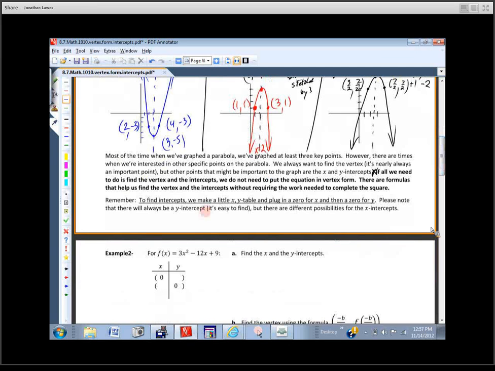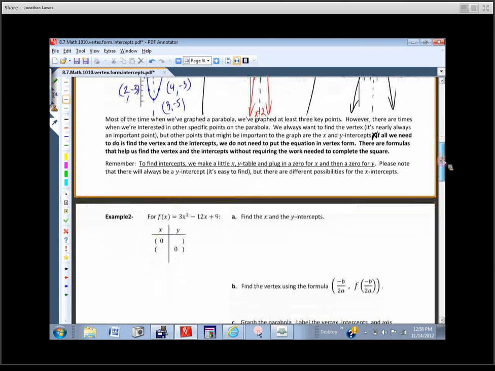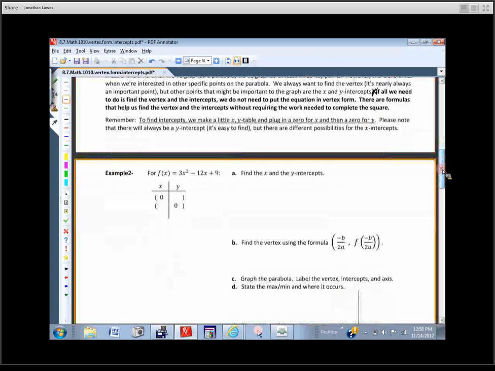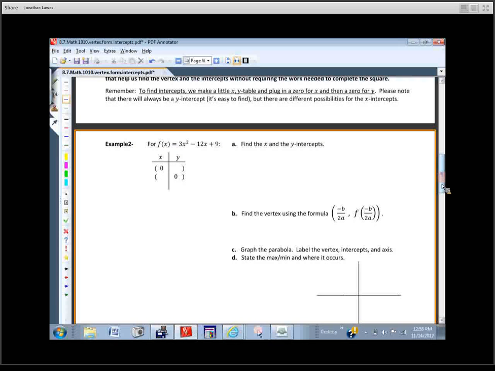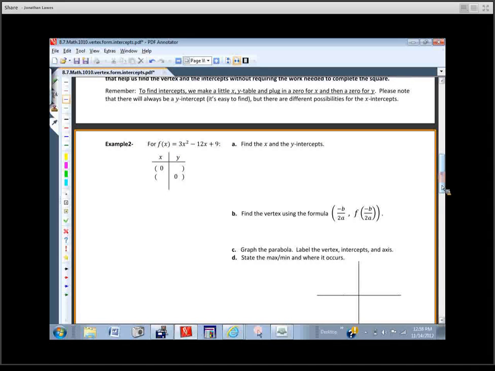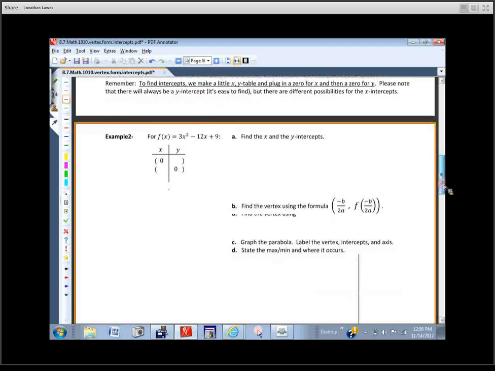Now, just a quick reminder, and please have this memorized. People forget this even in my 1060 class. They forget it in 1050. They forget it in calculus. If we want to find intercepts, just make a little XY table, plug in a 0 for X, a 0 for Y. That will find the intercepts for you. Another quick reminder: it's always going to have a Y-intercept. It may not always have an X-intercept. So we just want to keep that in mind.